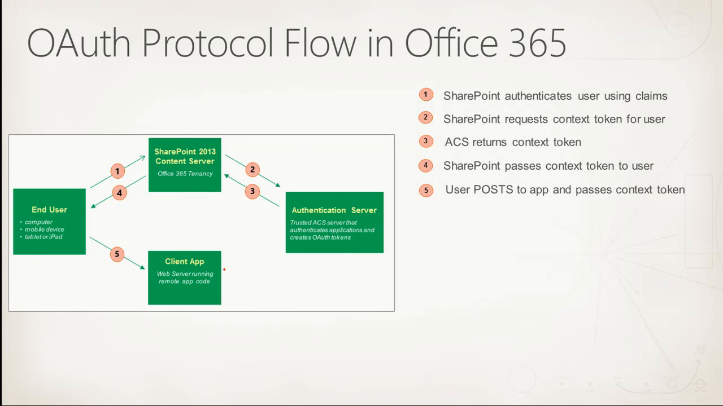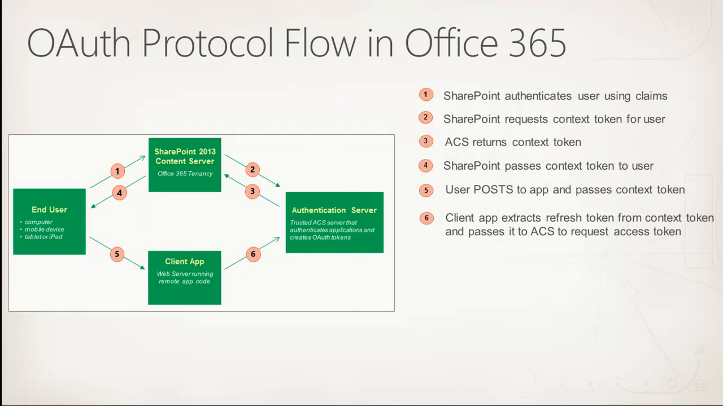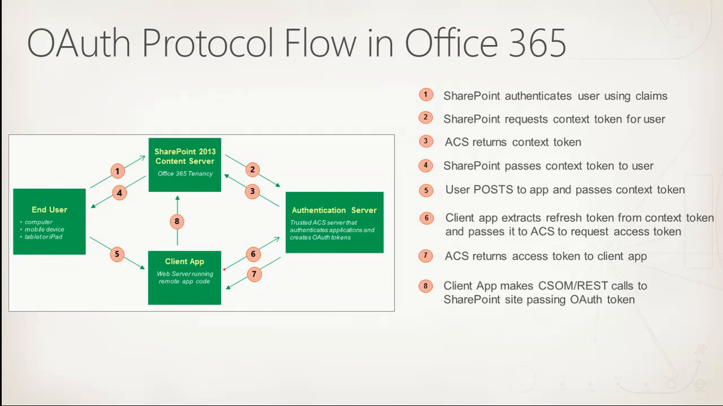So the client app can take the context token and use information inside it to go back to ACS and get an access token. Once you get the access token, you're then able to make REST calls and CSOM calls into the SharePoint host and be authenticated as a particular app identity. And then SharePoint will also be able to say, given this app identity, do you have permissions to do what you're trying to do? If so, you'll succeed. If not, you get access denied.